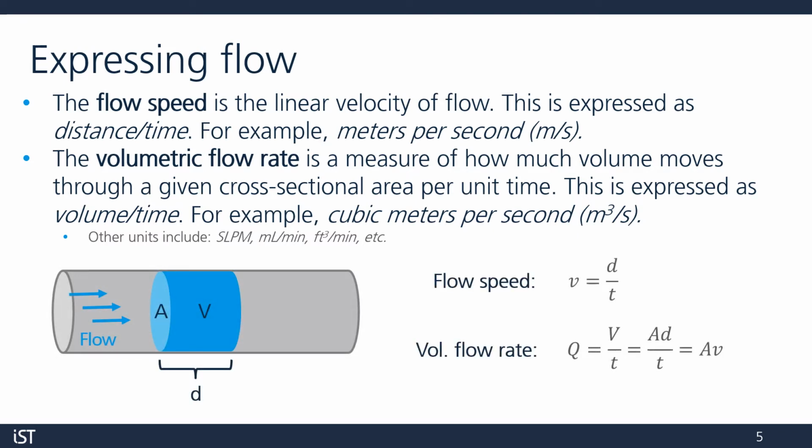So, how can we calculate the volumetric flow rate? First, we take our flow speed, which we know is our distance over time. For the volumetric flow rate, we multiply the flow speed by the cross-sectional area of our pipe or our duct. In the example on the left, the area is simply pi times the radius squared.